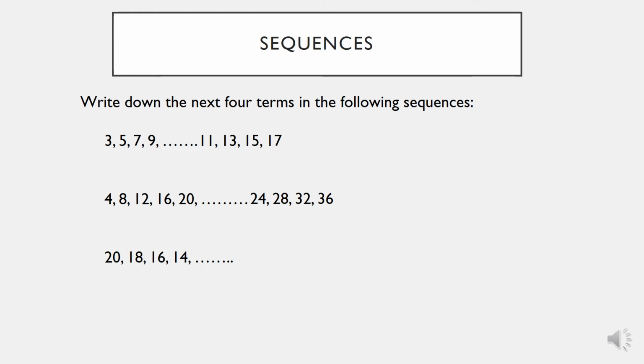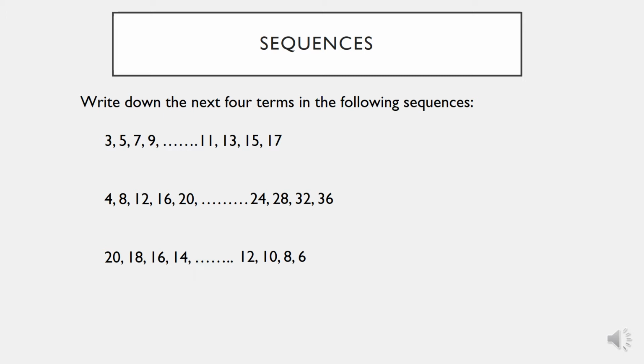In the second sequence, I got 24, 28, 32, 36. So I looked at the numbers from 4 to 8, 8 to 12, 12 to 16, 16 to 20, and it appears they are increasing, or going up, by 4 every time. And looking at the third one, did you get 12, 10, 8, 6?